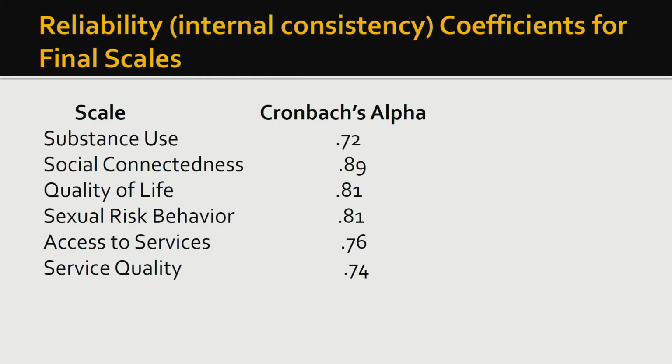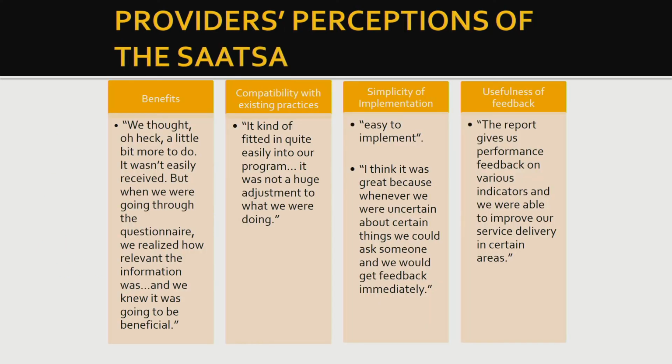Okay, so just one slide of psychometrics. So these are the internal consistency coefficients, Cronbach's alpha, for each of the 6 scales. And you can see, if you are familiar with looking at Cronbach's alpha, that they range from acceptable to very good. So 0.72 at the low end to 0.89 at the high end. And if you want more detail on the psychometrics, I'm happy to provide that. We also asked providers what they thought about the SATSA.